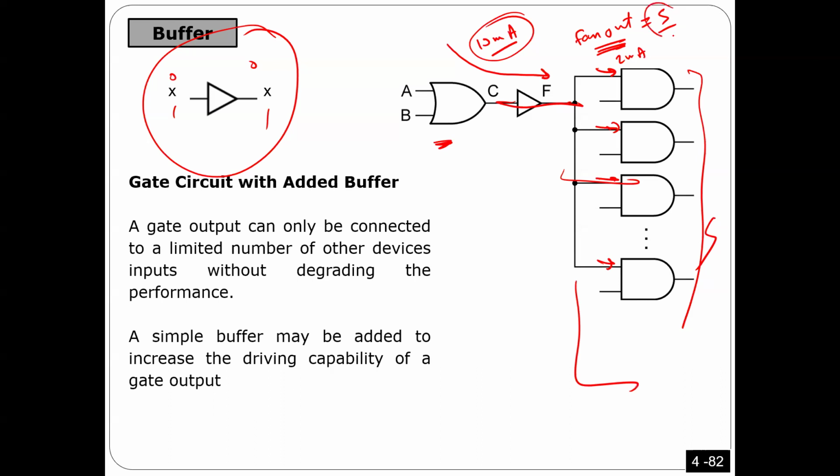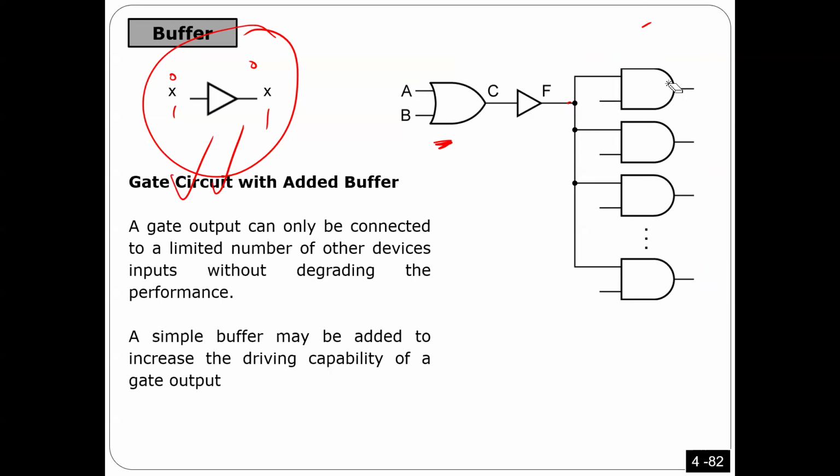If the restriction is 5, but I want to connect more than 5, what should I do? Is that impossible, or is there a way to do it? No, there is a way to do it. The way is the buffer. As you see here, in this case, I can connect a buffer here.